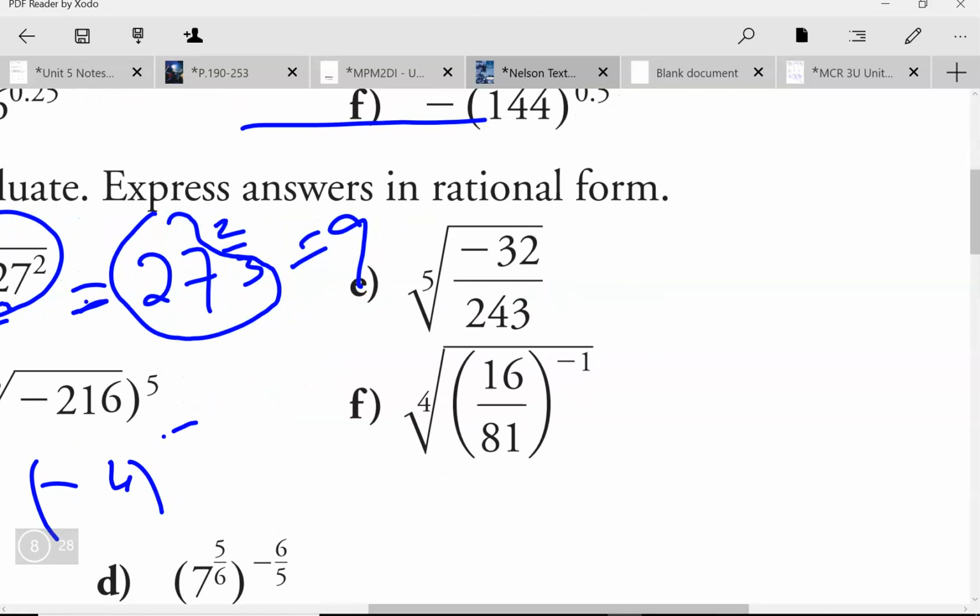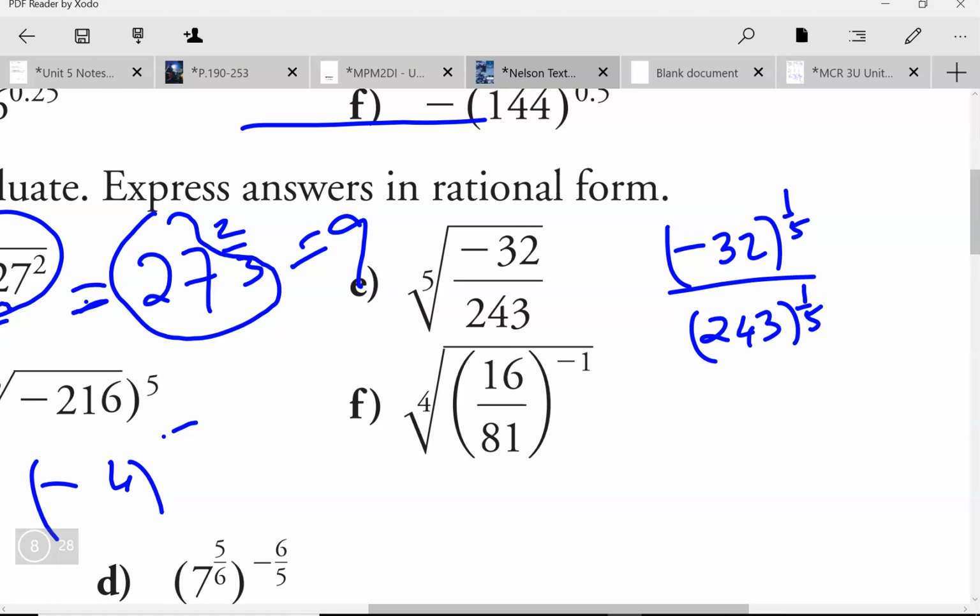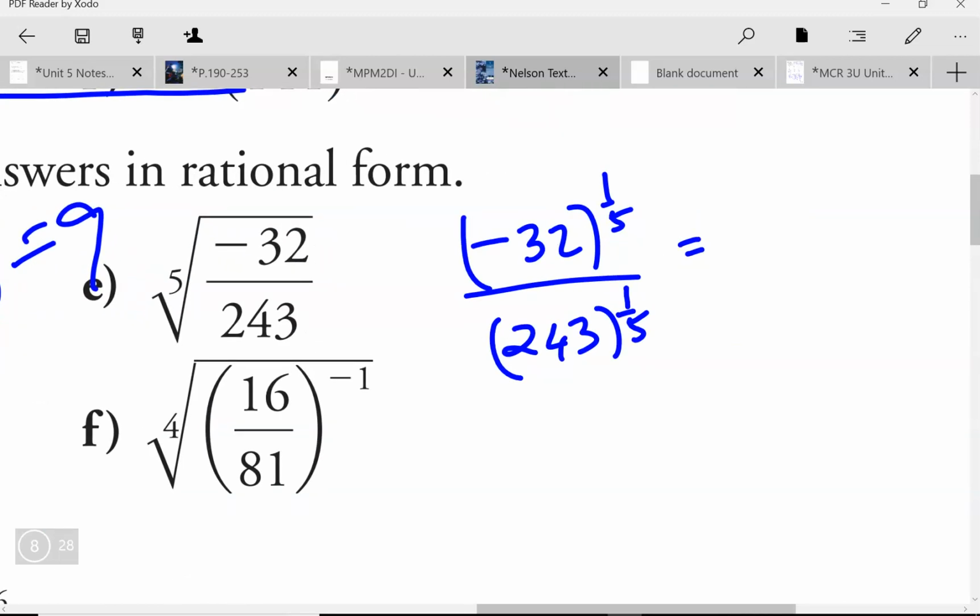Okay, let's take a look at E and F just quickly. Again, the fifth root applies to both 32 and the 243. So 2 to the power of 5, negative 2 to the power of 5 is negative 32. 3 to the power of 5 is 243. This is my answer.